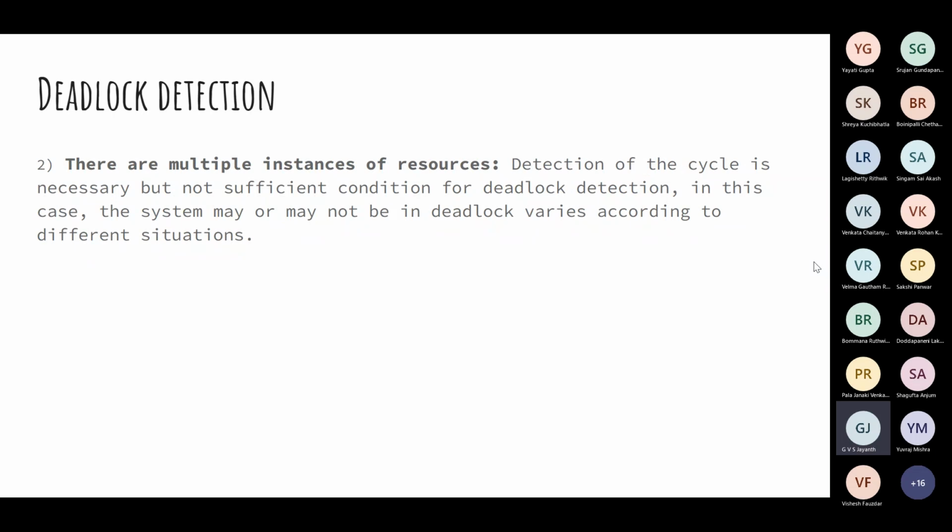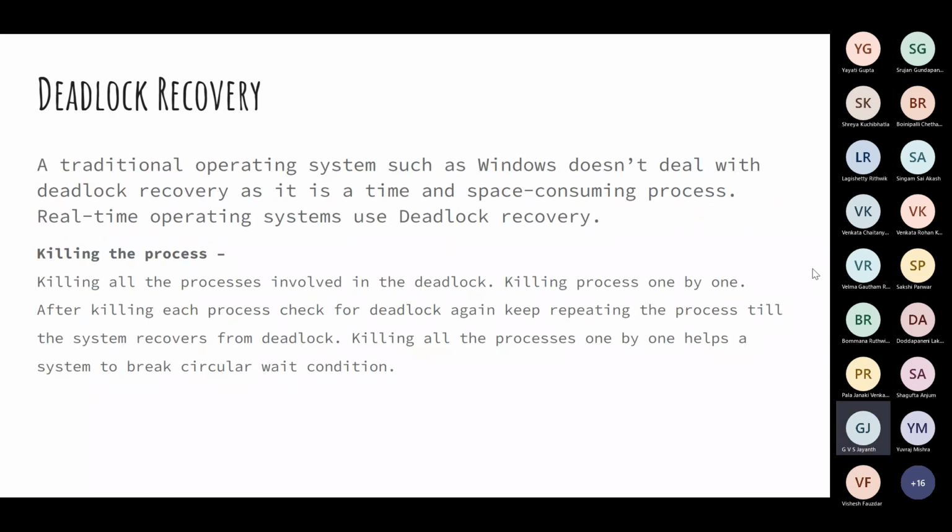When there are multiple instances of resources, the detection of a cycle is not so important. In this case, we detect it with the safety algorithm, or the banker's algorithm, and in that way we can find out. So how can we recover the system from the previous two conditions that we saw? We can recover it by killing the processes, like killing all the processes involved in the deadlock cycle, in case it is a single instance cycle.